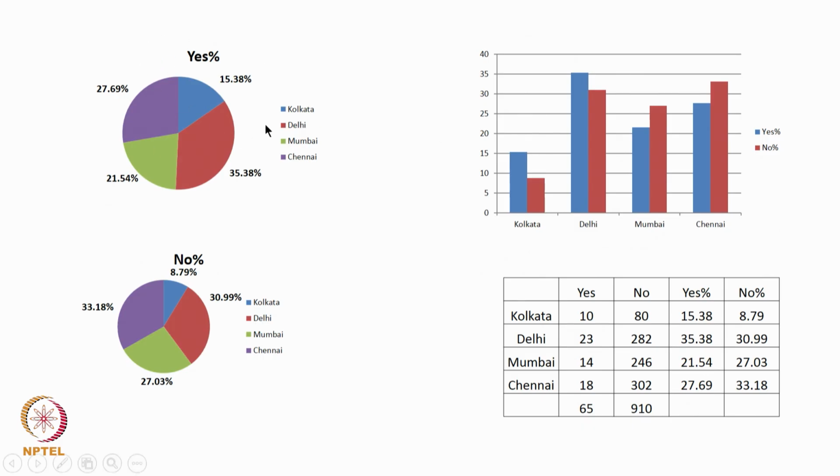A simpler representation, assuming that these are percentages and we want to generalize them, is to say that out of those who joined, 15.38 came from Kolkata. So, the pie chart shows this representation, and the pie chart also shows the percentages of people who did not or could not join the program from the 4 cities where they were interviewed.